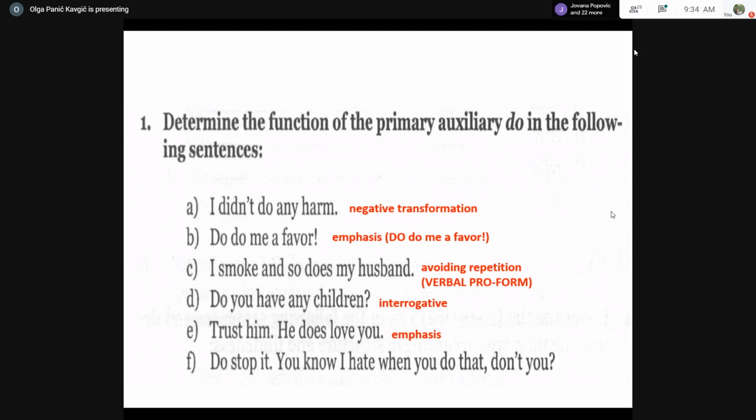Right. Do stop it. So it's not just stop it, but do stop it. So it's obviously not negative transformation. It's not interrogative. Assertive. It's emphasis. You emphasize. So you not only stop it, but you do stop it. Okay. What else? Where is the other auxiliary here?